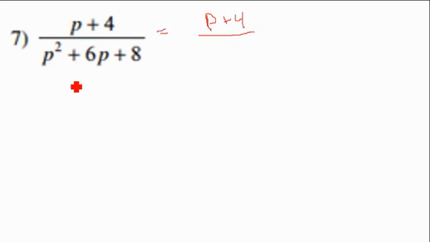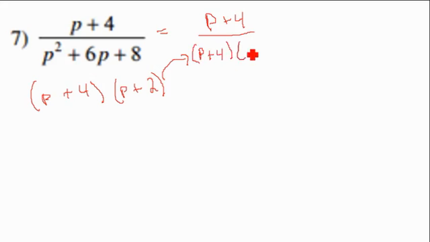Now I need to factor p squared plus 6p plus 8. What multiplies to 8 and adds to 6? That would be 4 and 2. So I got p plus 4 and p plus 2. So that's my new denominator. Put that up here. So I have p plus 4, p plus 2.